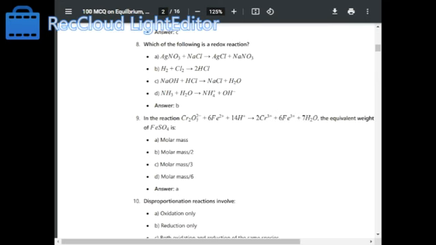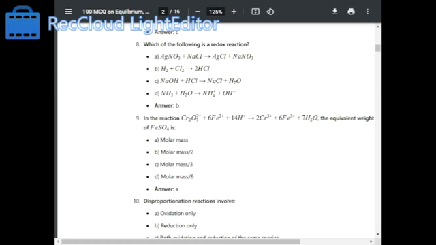Question number 9. In the reaction Cr2O7 2 minus plus 6Fe2+ plus 14H+ is equal to 2Cr3+ plus 6Fe3+ plus 7H2O, the equivalent weight of FeSO4 is: option A, the molar mass; option B, molar mass upon 2; option C, molar mass upon 3; option D, molar mass upon 6. The correct answer is A, the molar mass. The equivalent weight of FeSO4 is molar mass. Hence option A is correct.